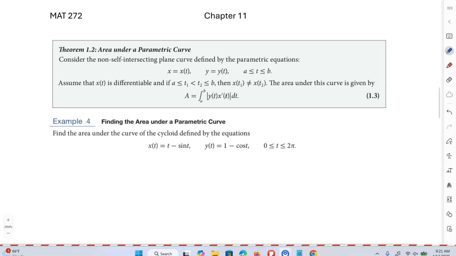inclusive. Assume that x is differentiable, and if we want to find the area under this curve, the area is equal to the integral from a to b of the absolute value of y of t times x prime of t, times dt. So if we look at this example 4 equation, we're looking at a cycloid. We have x of t equals t minus sine of t. Y of t is 1 minus cosine of t. And we're looking at the interval from 0 to 2 pi.